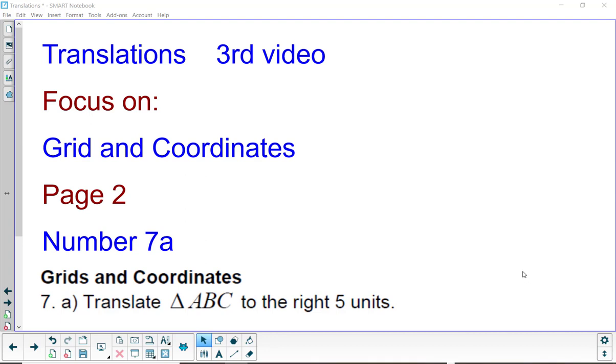This is the third video about translations in transformational geometry. This one will focus on grids and coordinates. So on your PDF, find problem 7a.